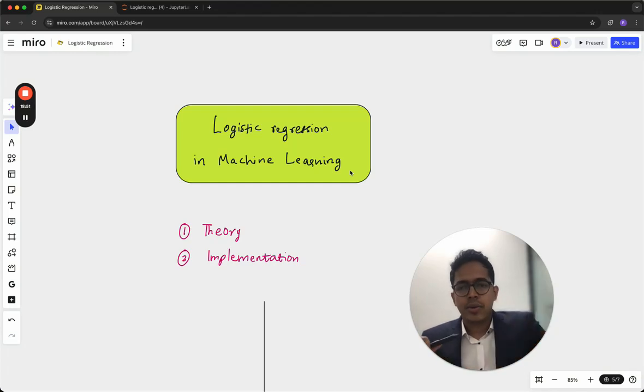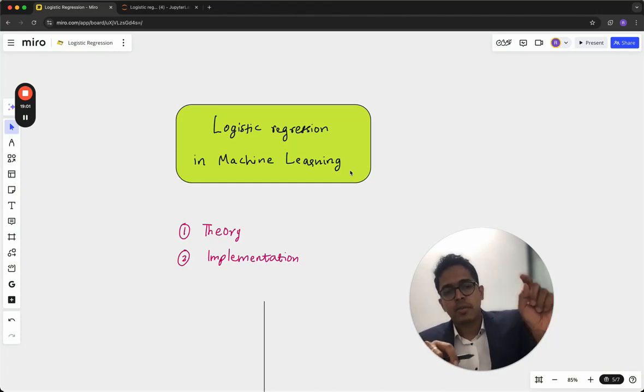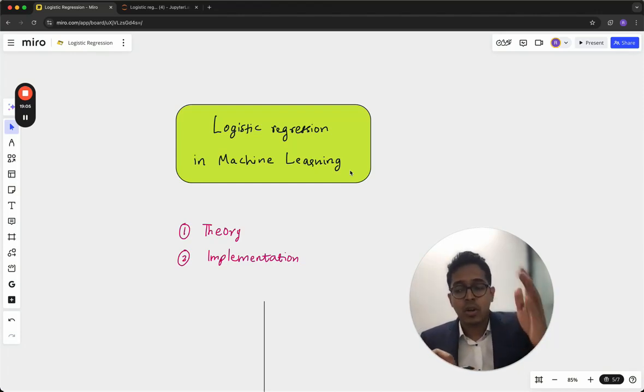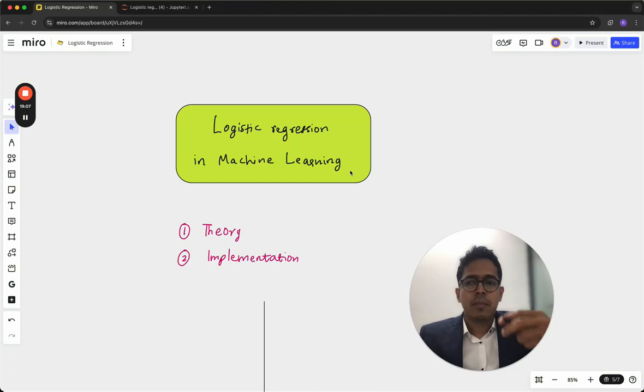I highly recommend you try the same thing. It's fairly simple, but try to derive the expression for dou loss by dou z, especially for both cases: when you have mean squared error versus when you have the cross entropy loss. So please try that. That will give you very good confidence.